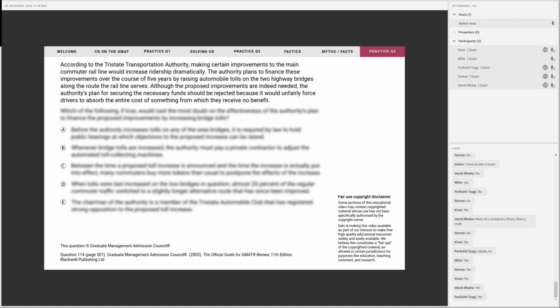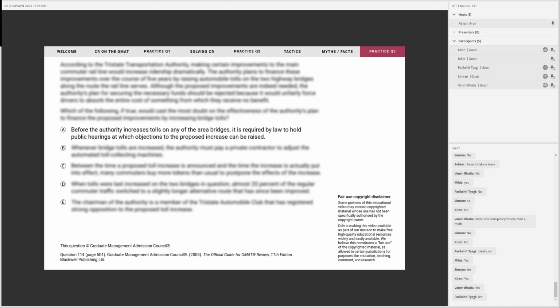The conclusion of this question has something to do with whether the plan should be rejected. So this is the conclusion: the plan should be rejected, and then they give you the reason that it unfairly forces drivers to absorb. But the interesting thing about this question is the stem has nothing to do with whether the plan should be accepted or rejected or whether it is fair or unfair to drivers. Nothing. All of that goes out of the window. The question is only about casting doubt or weakening the effectiveness of the plan to finance this, right? So whatever the plan is to raise that money, we just need to cast doubt on the effectiveness of that plan. We don't have to worry about whether it's fair to drivers or unfair to drivers.